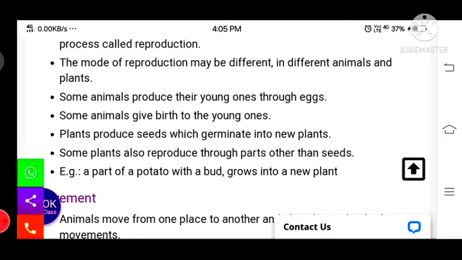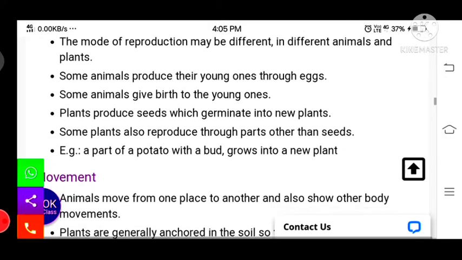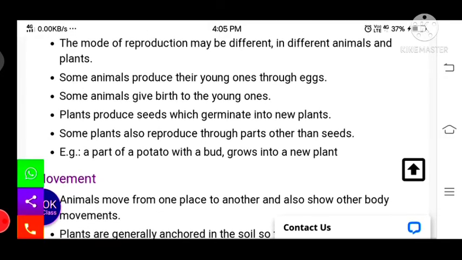Some plants also reproduce through parts other than seeds, like a part of a potato with a bud grows into a new plant. Take a potato with a bud, and after some days it will grow into a new plant.